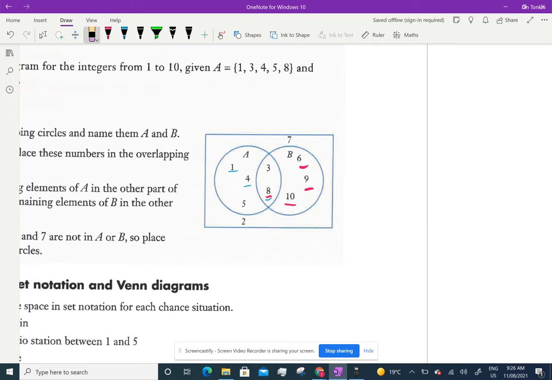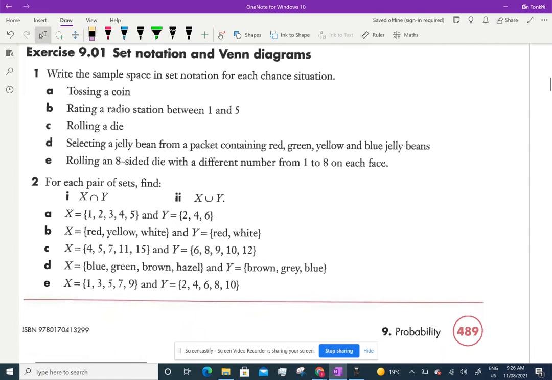So understanding notation is important. So let's have a look at these, make sure. Okay, so I'm not going to do all of these. Tossing a coin we've already done. The sample space of a radio station 1 to 5: 1, 2, 3, 4, 5. Wrong brackets.